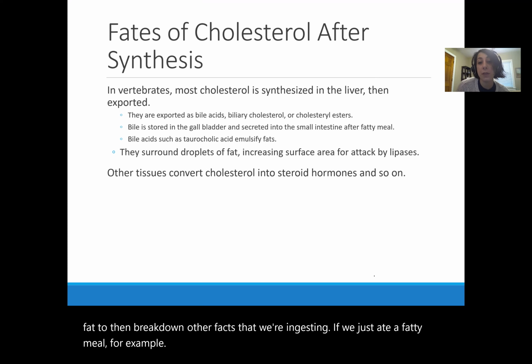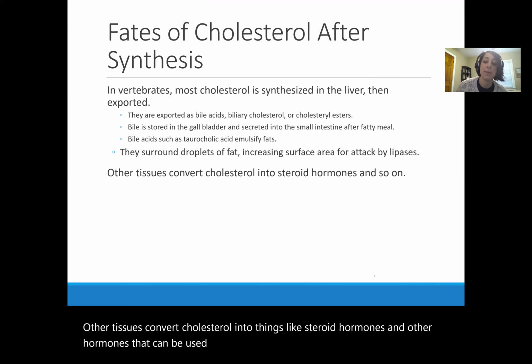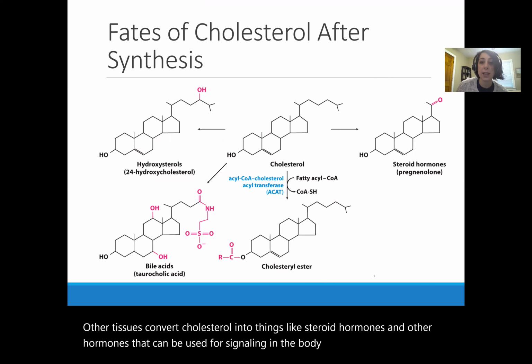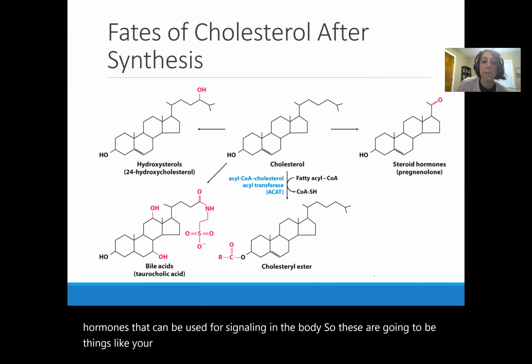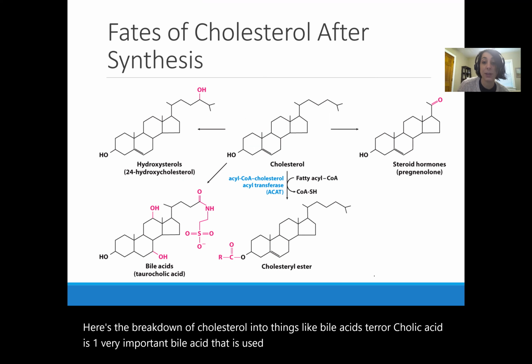Other tissues convert cholesterol into things like steroid hormones and other hormones that can be used for signaling in the body. So these are going to be things like your sex hormones. Here's the breakdown of cholesterol into things like bile acids. Taurocholic acid is one very important bile acid that is used in the intestines, for example.